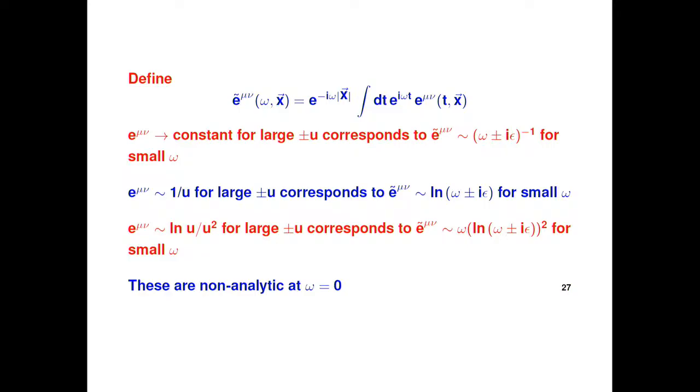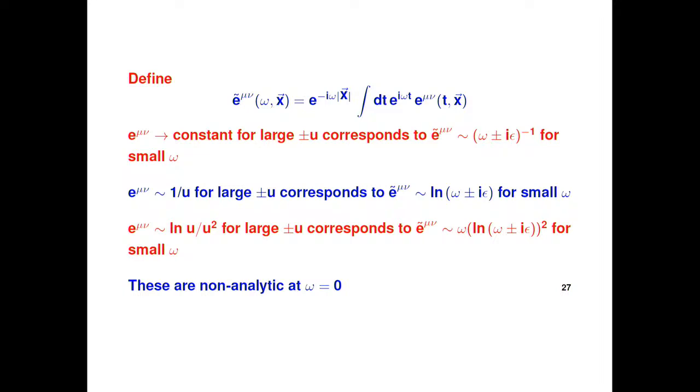Now, what do you mean by non-analytic? Non-analytic does not necessarily mean that this is divergent. This diverges at omega equal to 0. This also diverges at omega equal to 0 as you take epsilon going to 0 limit. But this one does not. Omega log omega squared actually goes to 0 as omega goes to 0.